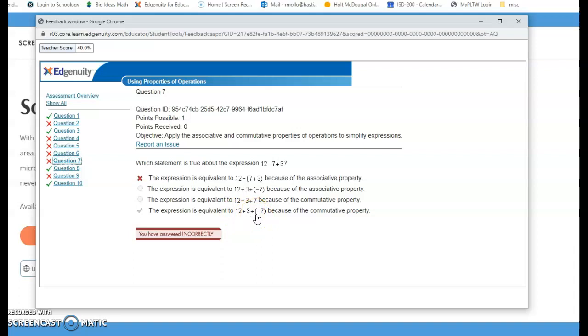That's going to give us the 8 that we're looking for versus 12 minus 3 is 9. 9 plus 7 is 16. 12 minus 7 plus 3 is not 16. That's 8. So this one, the math was wrong. They switched out the minus sign and the plus sign.